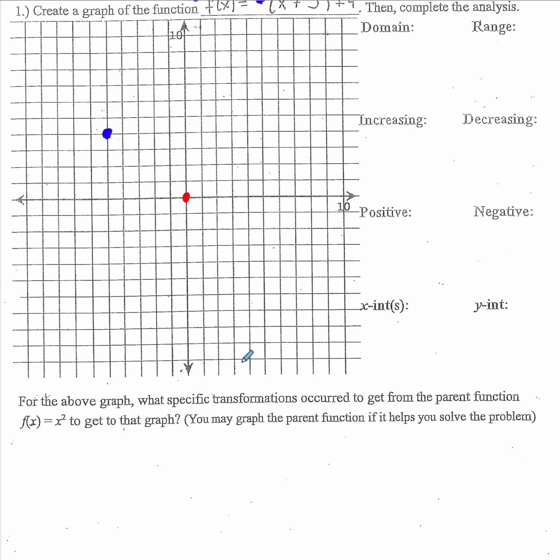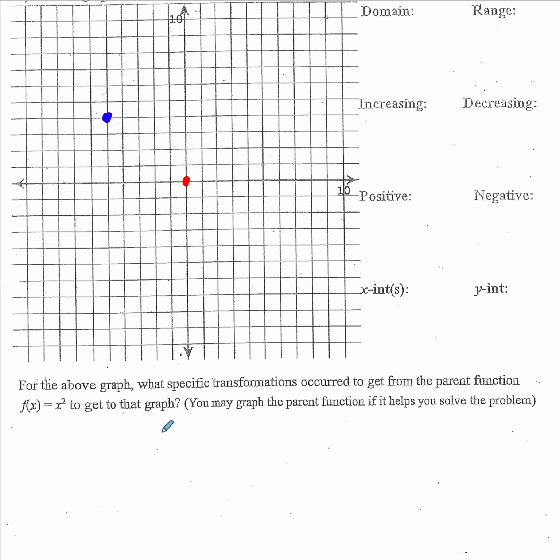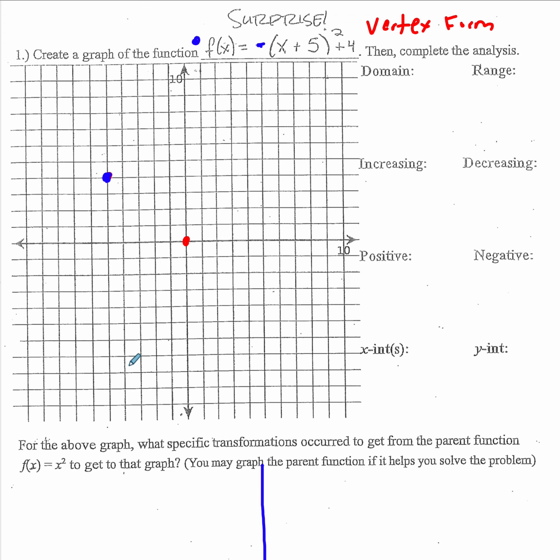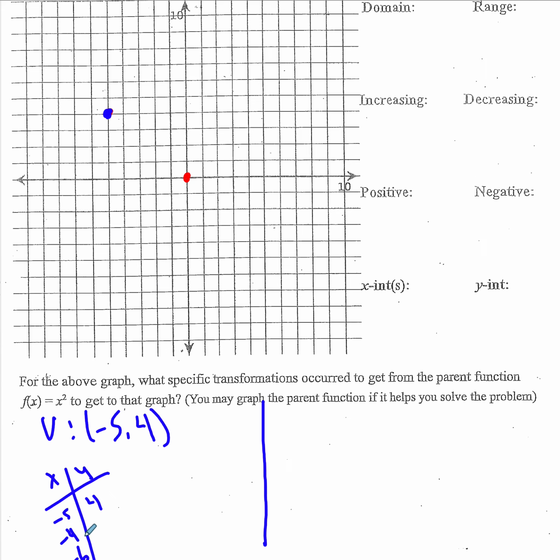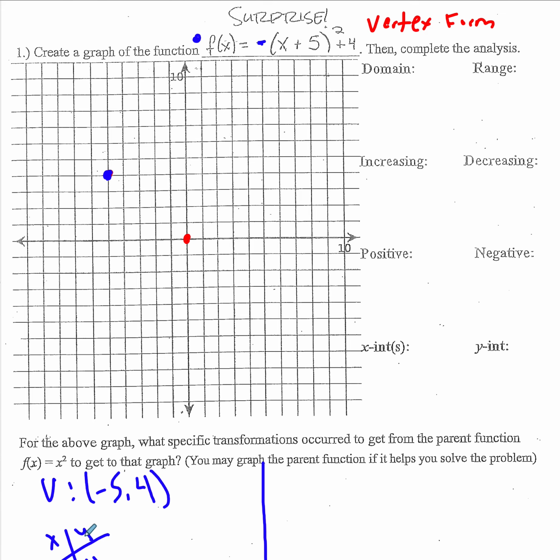All right, so down here, because I've got a nice graph, I can go ahead and split that up. So what I have is my vertex of negative 5, comma 4. Okay, and now I've got my x and my y. So negative 5, 4. And you can go ahead and make some other points. I'll plug in negative 4 and negative 6 because those have to have the same y because they're the same distance away on the x-axis from negative 5.